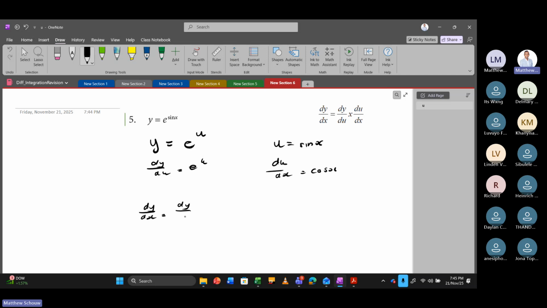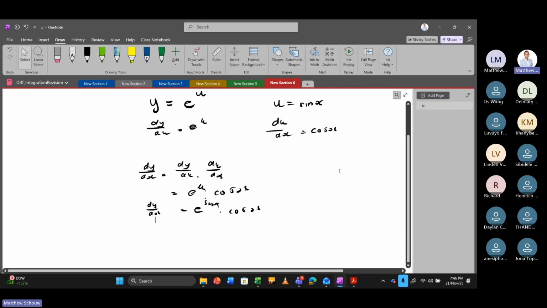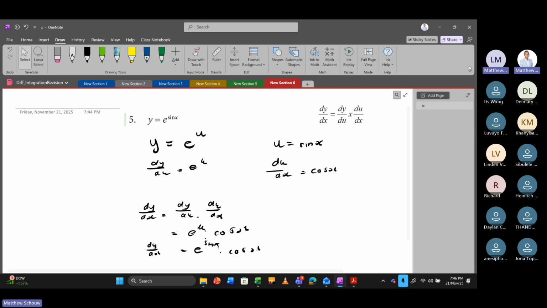Then we say dy/dx, and we come to this formula now. That's going to be dy/du times du/dx. And then dy/du was e to the power u. du/dx was cos x. However, we declared sin x as what? u. So therefore, e^(sin x) times cos x. There you go. Is that clear to everyone? You understand how it works now?